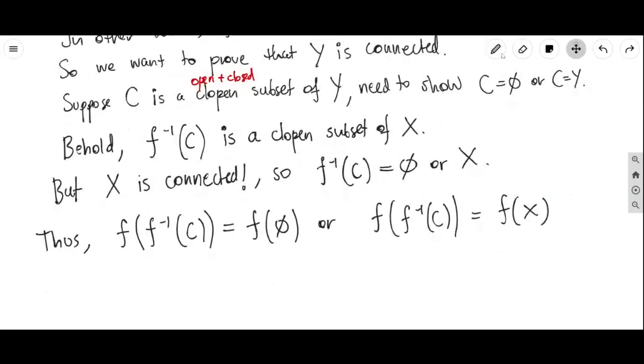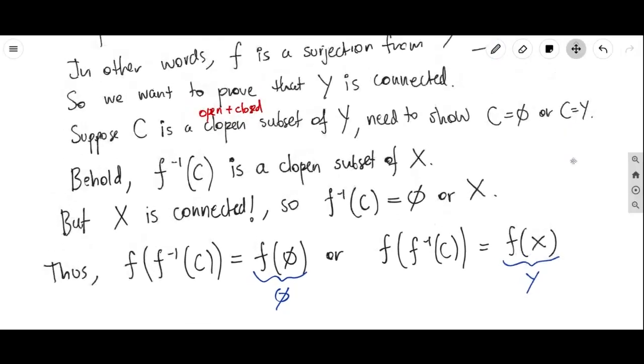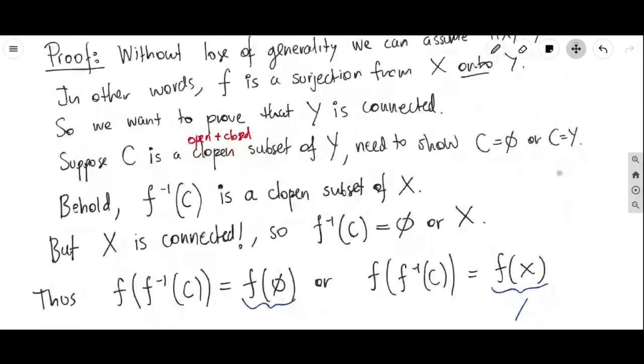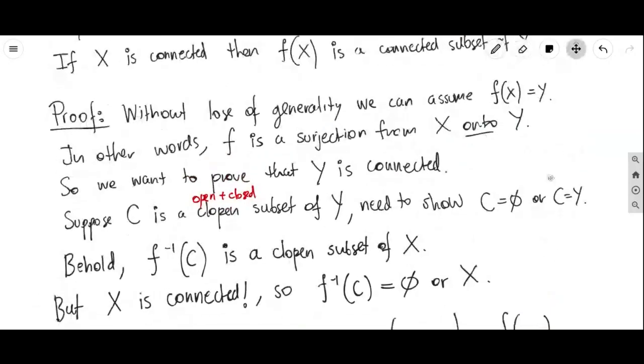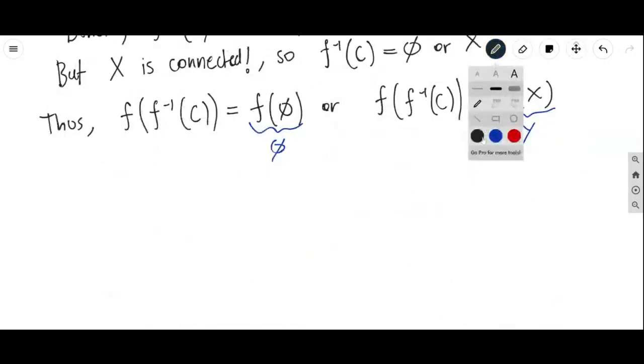So now this is empty, right? The forward image of the empty set is empty. There's nothing there to map, so it's just empty. And this is Y, because F of X, we said, was Y.